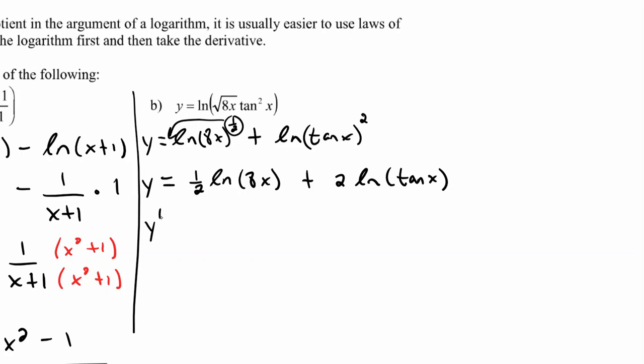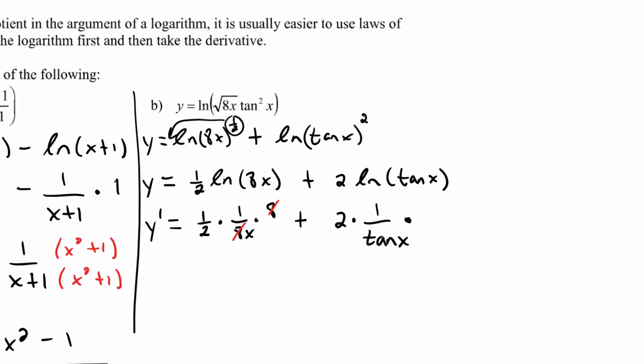All right, so now we'll say y prime. So the 1/2 just gets to hang out, times, and then this would be 1 over 8x, and then times the derivative of the inside, so that would just still be 8. So if you like, we can cancel that now if we want. Okay, and then moving on, so then we have 2 times, and then this would be 1 over tan x, and then times the derivative of tan x, so secant squared x.